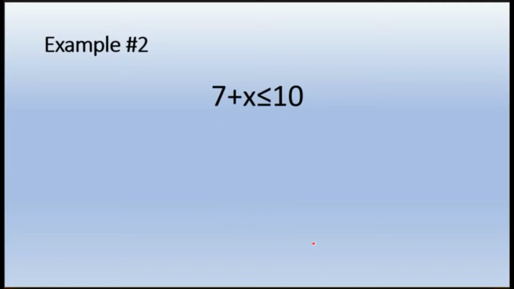For the next one, we still want to get x on this side and all the numbers on this side. To get rid of this 7 and be left with x, I need to subtract 7 from both sides. So 7 minus 7 is 0. I'm going to be left with x is less than or equal to 10 minus 7, which is 3. X is less than or equal to 3.